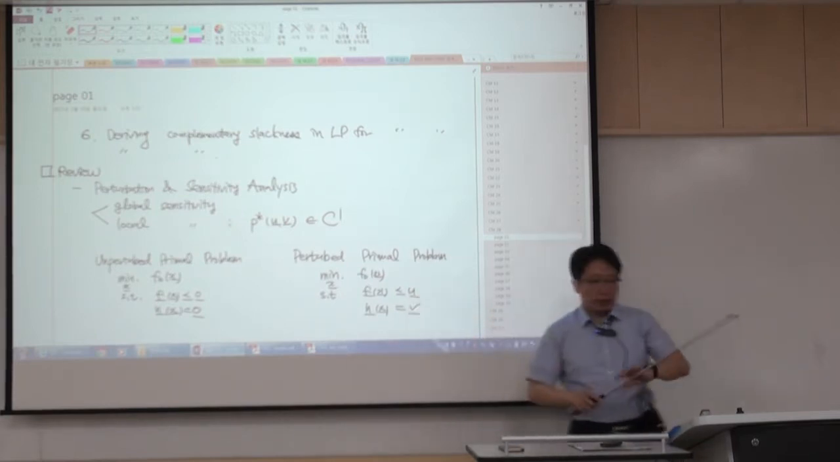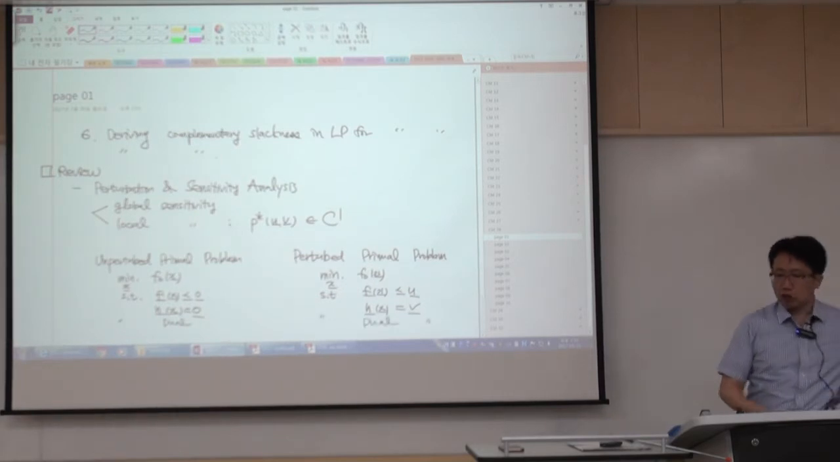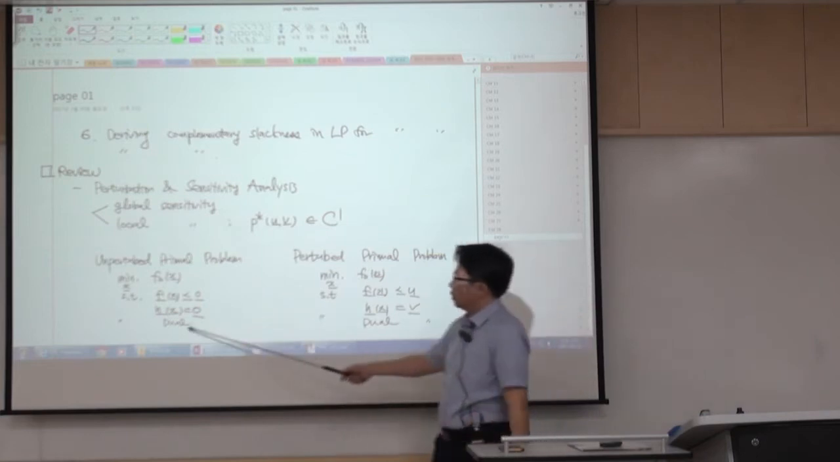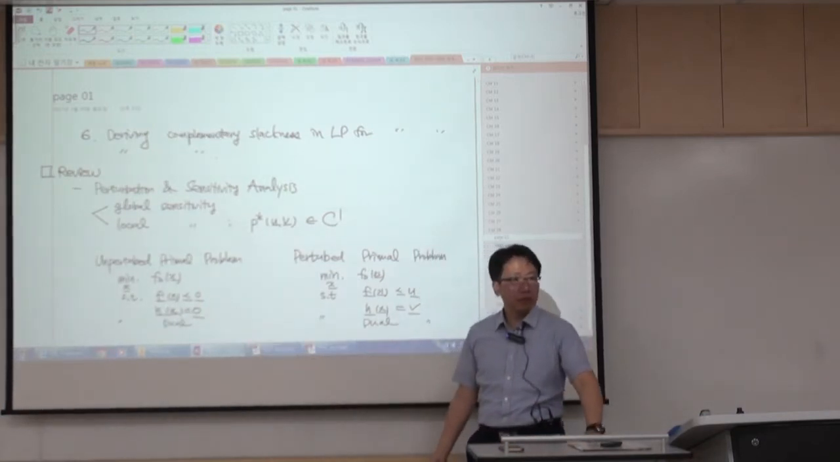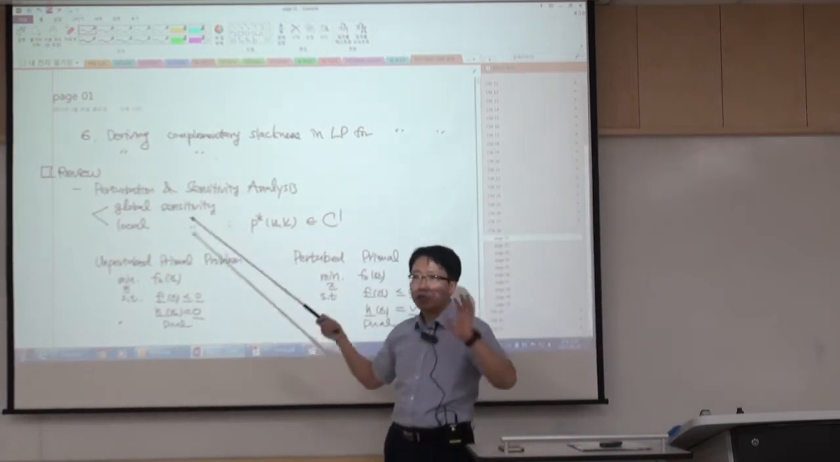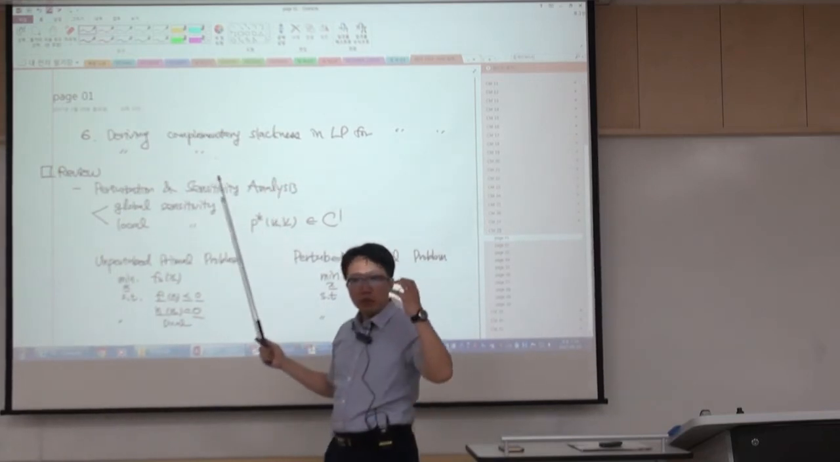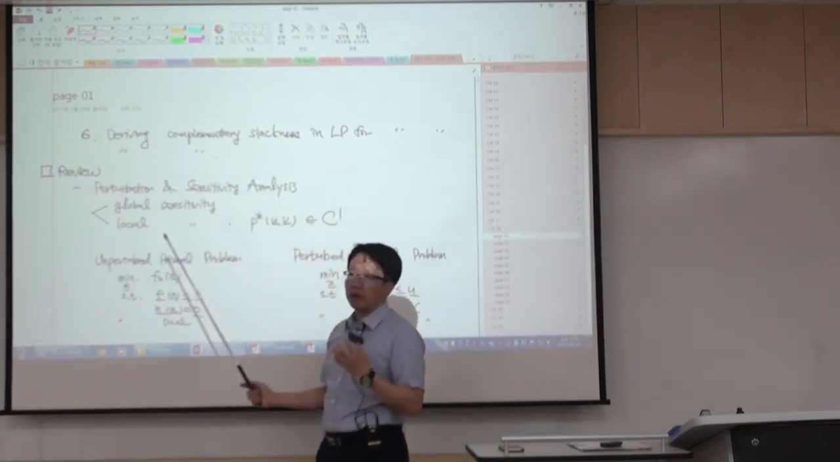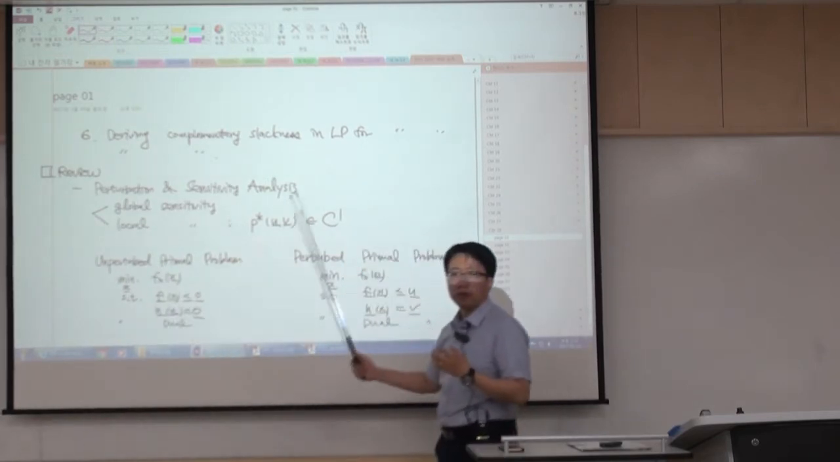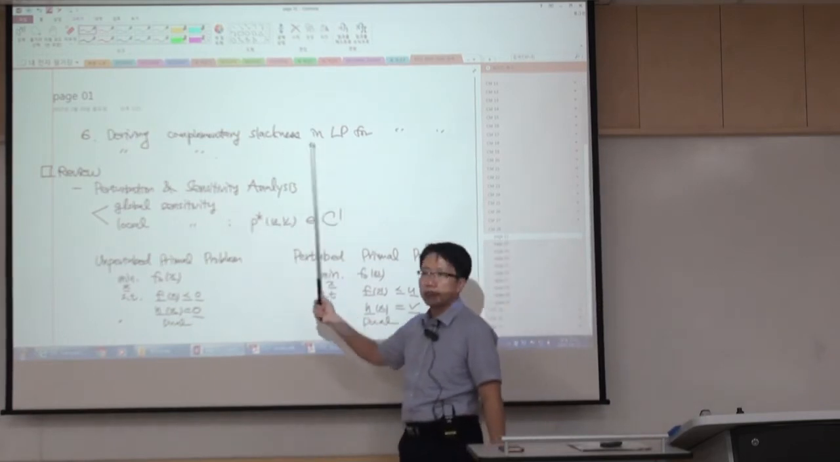But anyway, we derived the unperturbed dual and perturbed dual and utilized the dual problem to have some global sensitivity result. So the key was not just the perturbation and sensitivity analysis. We utilized the dual problems for the unperturbed problem and perturbed problems to perform this analysis.